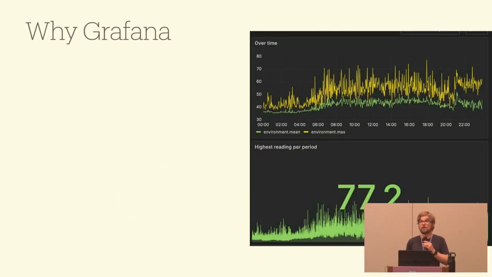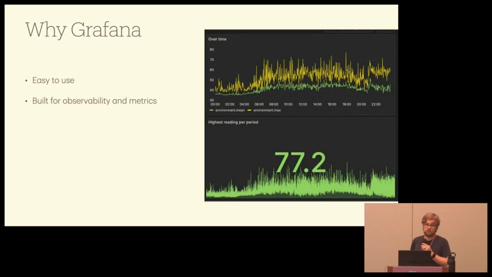So now we're going to talk about Grafana. Grafana is how I visualized the data after I stored it in InfluxDB. And Grafana is easy to use. It's built for observability and metrics. It's typically used in system performance monitoring situations, like how much CPU or RAM is my server using, but you can really use it for anything. And it's open source and free and easy to use, so I would encourage that.